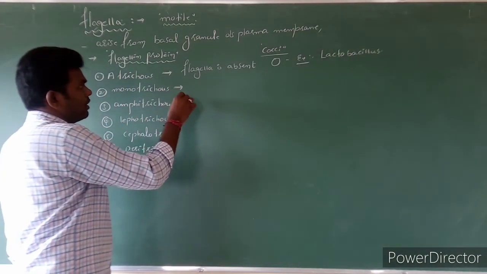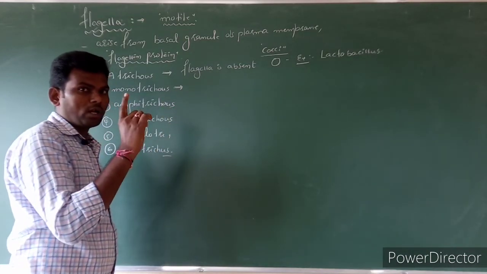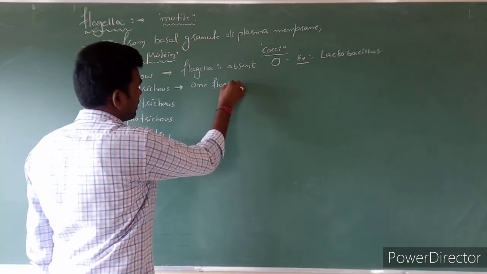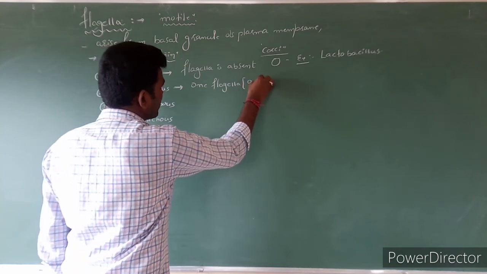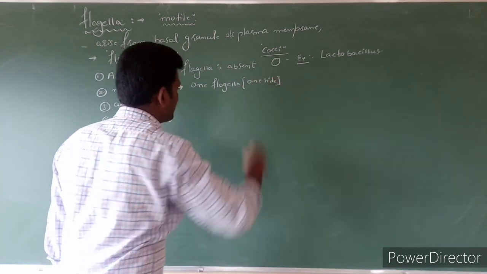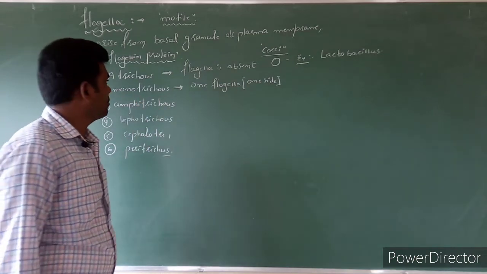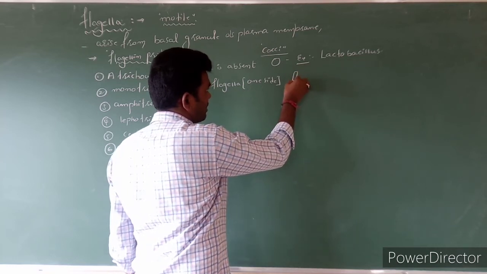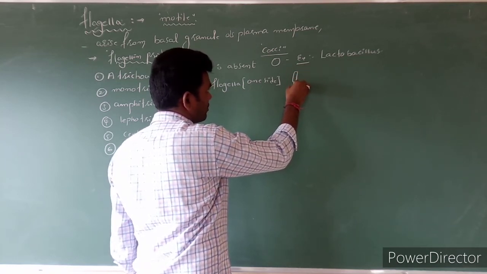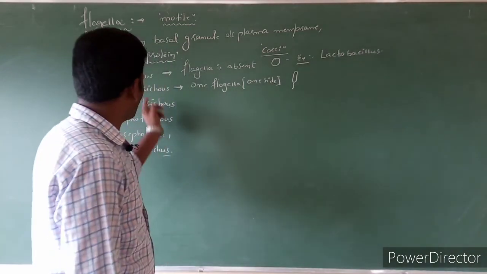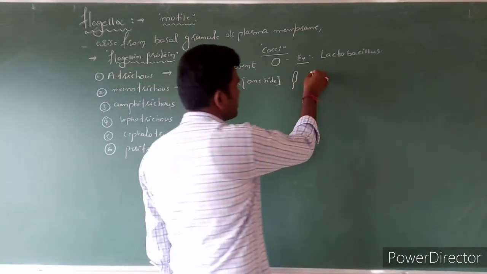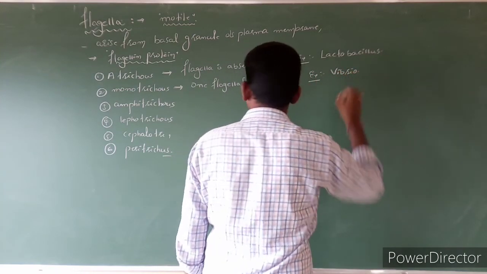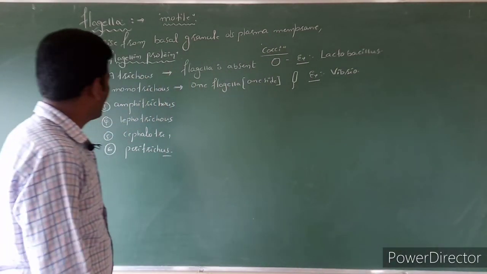Next, Monotrichous. Here, on any one side, only one flagellum is present. Only one flagellum, only one side. So that is called monotrichous. For example, this is one bacteria. From this side, it contains one flagellum. Clear? So such is called Monotrichous. Example is Vibrio.